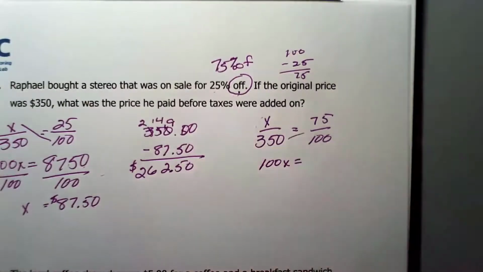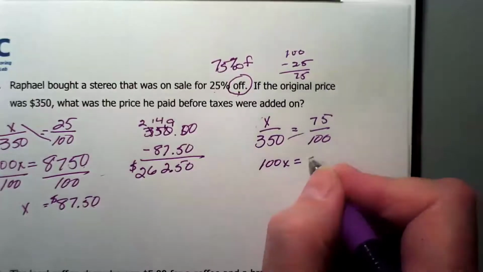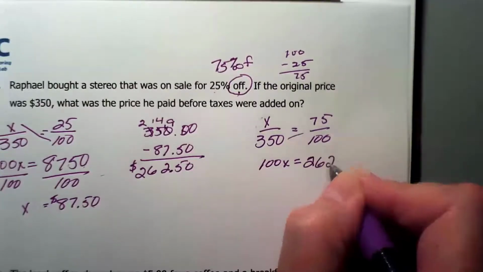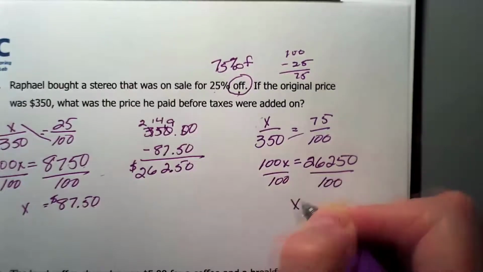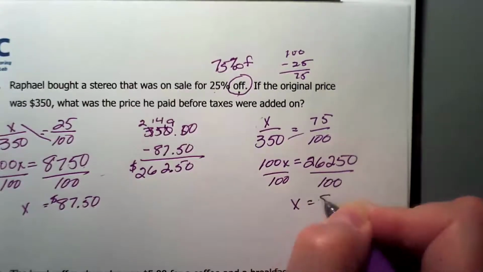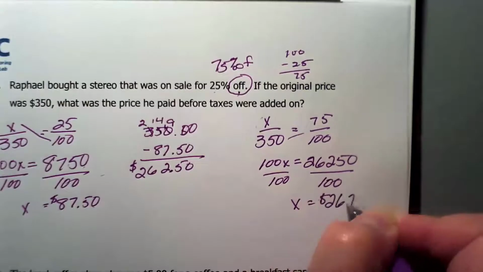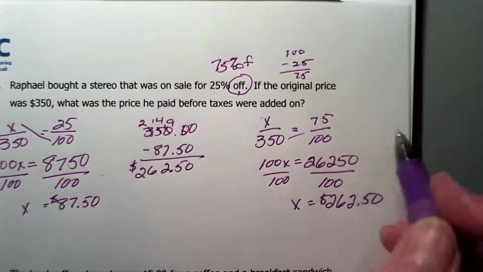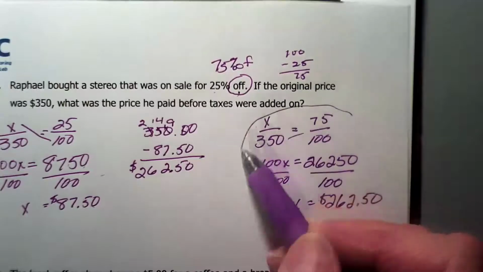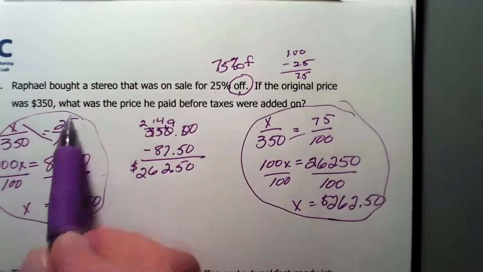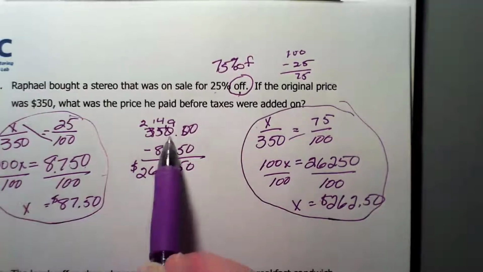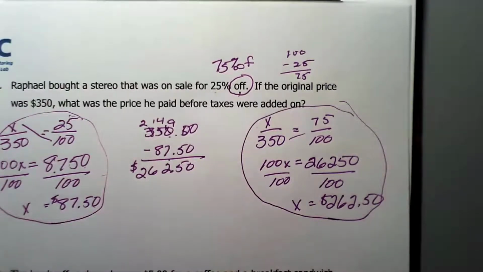So then I'm going to do 350 times 75 is 26,250. Divide by 100. Move the decimal point 2 places, so it's $262.50. So this is figuring out if you're paying 75% of the original price. This is saying 25% off the original price, then subtract it from the original price. Two different ways to do that.